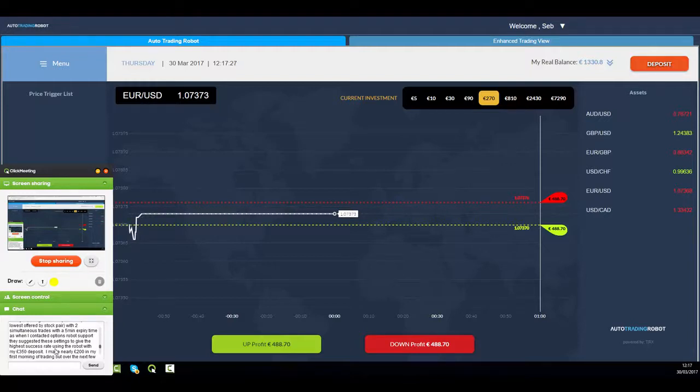Choosing a trade with five minutes by Option Robot. I made nearly £200 in my first morning. But in the next few days, my balance dropped, and is there anything I'm not doing correctly when watching the market? Well, bloody hell, that is an essay.